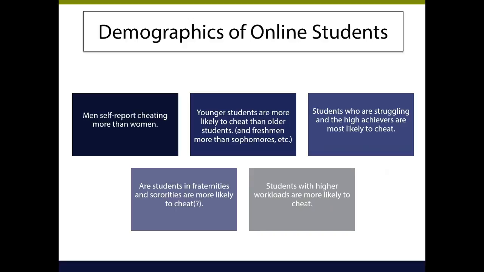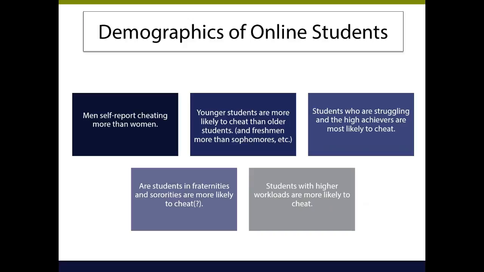Struggling students, but also the high performers, are most likely to cheat. Sorority and fraternity students, which we don't have to worry about at Front Range, are more likely to cheat, or more likely to admit to cheating. And the higher the workload, the more likely it is that students cheat.